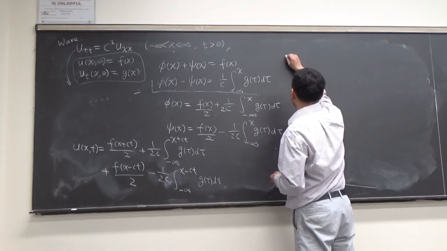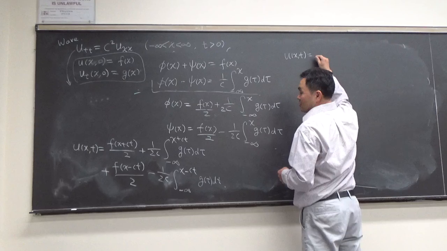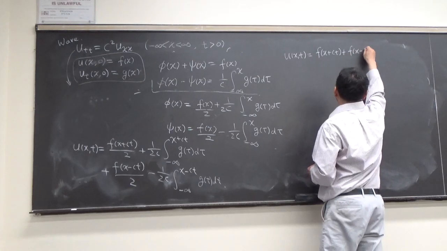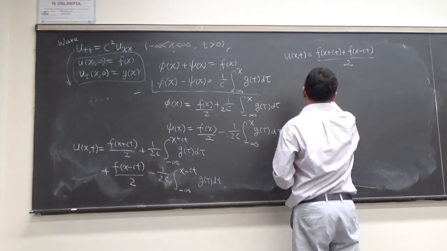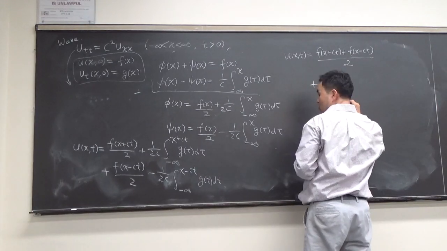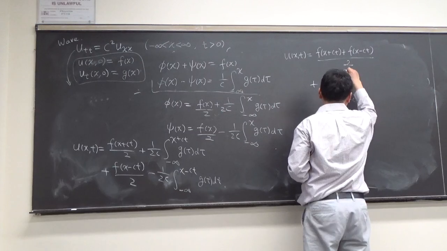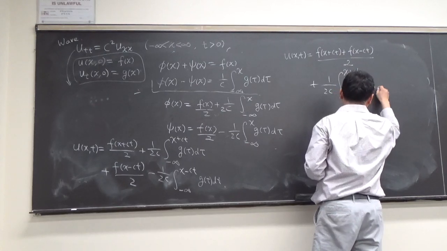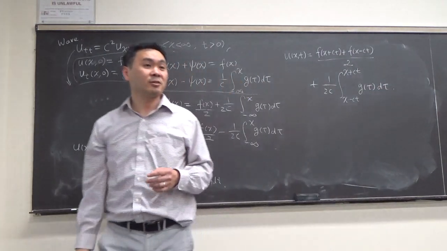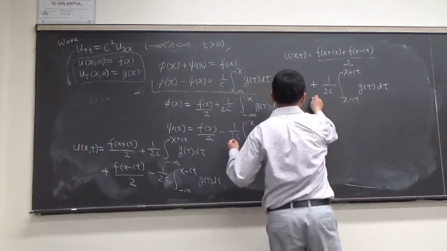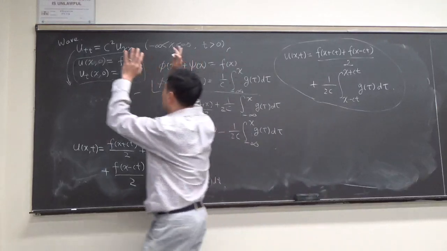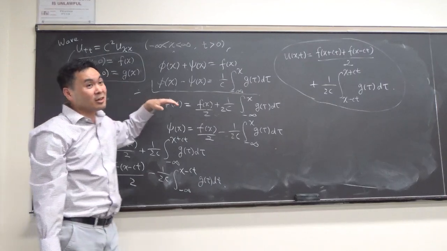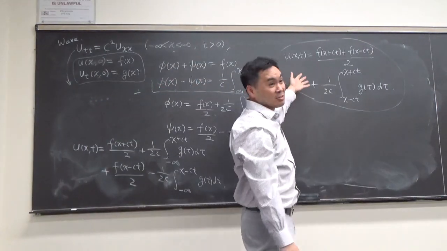So my final solution is u(x,t) equals f of x plus ct plus f of x minus ct over 2, plus 1 over 2c times the integral from x minus ct to x plus ct of g of tau. That's it. Okay, so that's the general solution. It satisfies the differential equation, it satisfies the two initial conditions, and because we know that the solution is unique, this is the only solution.